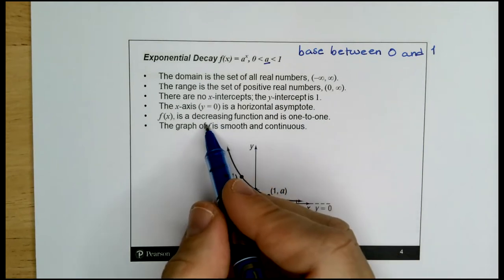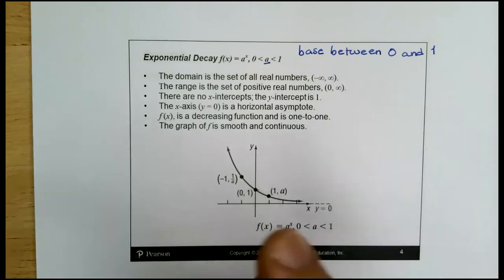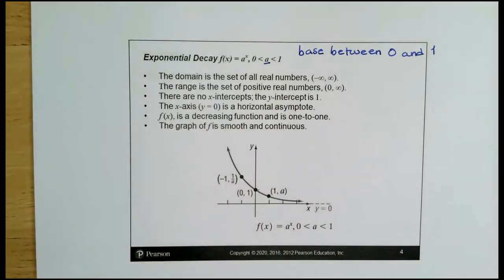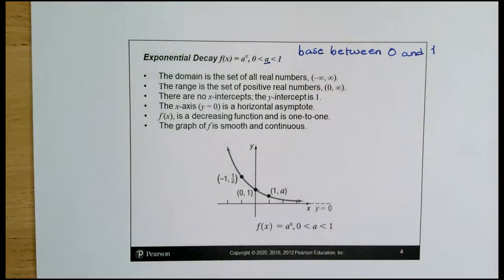It will just get very, very close. It is a decreasing function, and it is 1 to 1. If I perform the horizontal line test, I would only ever cross the graph of this function at a single point, and it is smooth and continuous. I'm not picking up my pen.